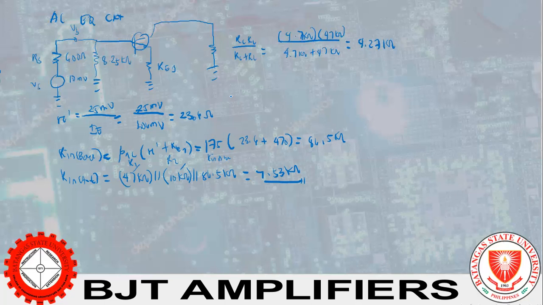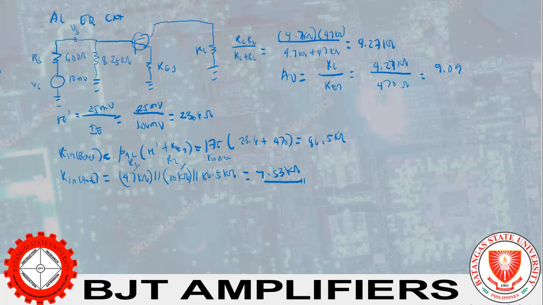Of course, meron na tayong RC which is RC parallel RL, RC times RL over RC plus RL. So, makakakuha na tayo ng voltage gain. So, yung voltage gain natin is equal to RC over RE1. Yung RC equals to 4.27 kilo ohms over 470 ohms. Yan. So, this should be equals to 9.09. So, 9.09 voltage gain natin.